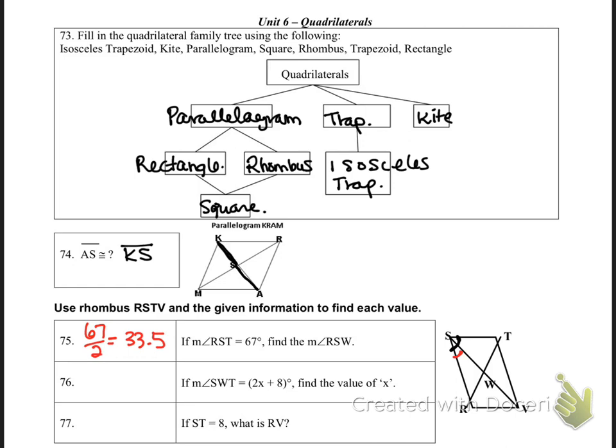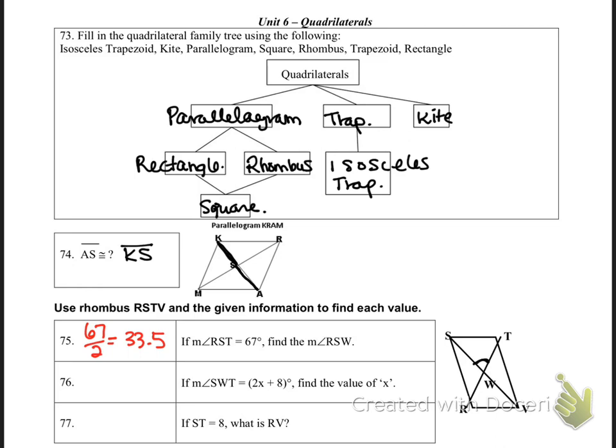Now for 76, I'm going to erase this because we have new information. It's a new problem, new information. So if the measure of angle SWT, so that's this angle right here, is 2x plus 8 degrees, we want to find the value of x.